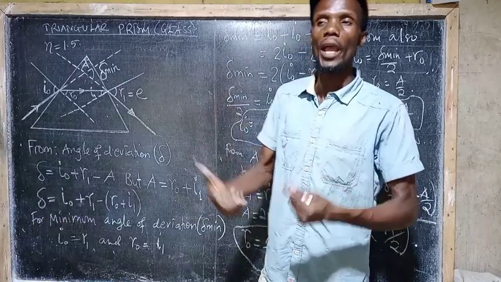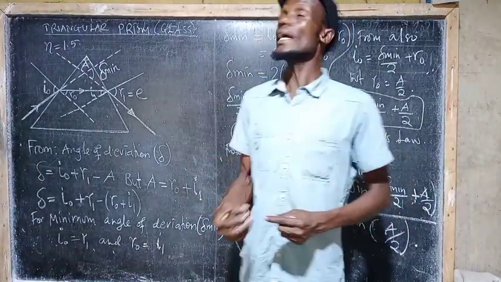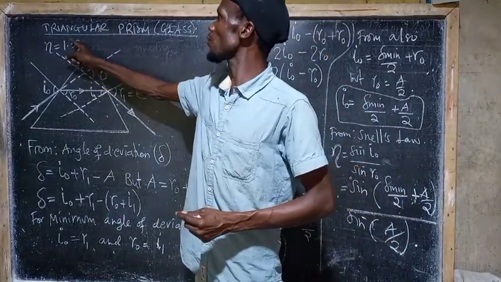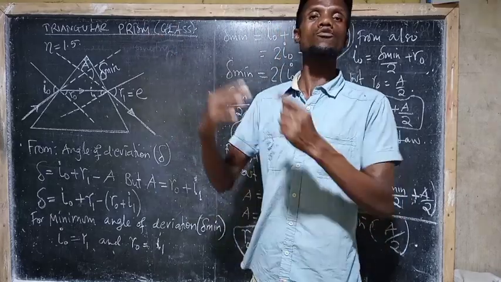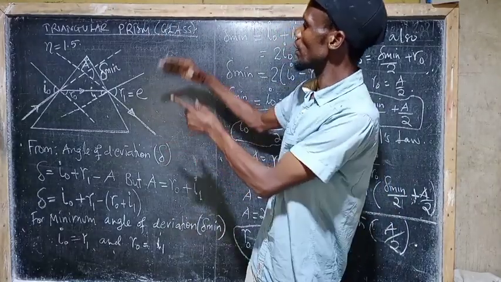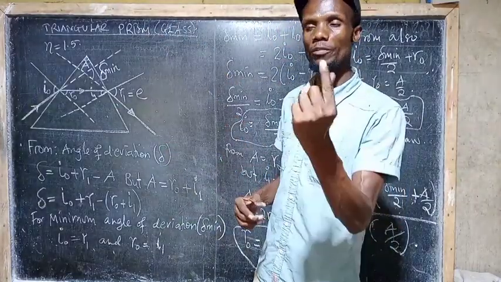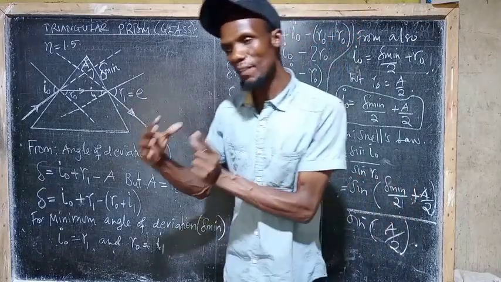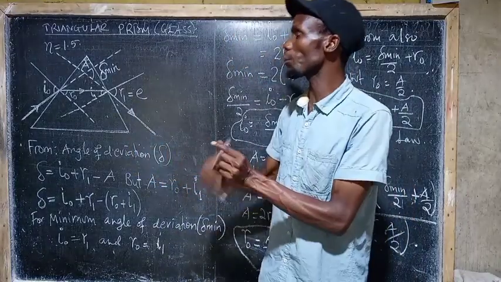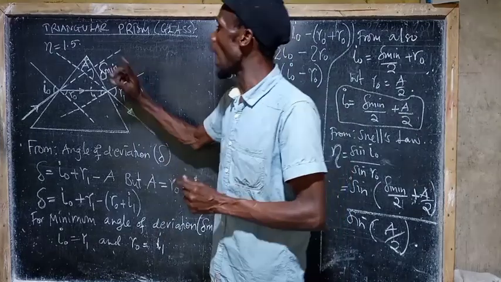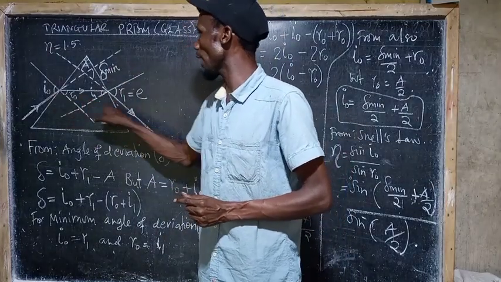So the issue here is how to determine the refractive index of the triangular prism. That's what we are going to discuss in this short video. So you have to be very careful. From the experiments, I explained in depth how we can obtain those kinds of angles that I've drawn in here.